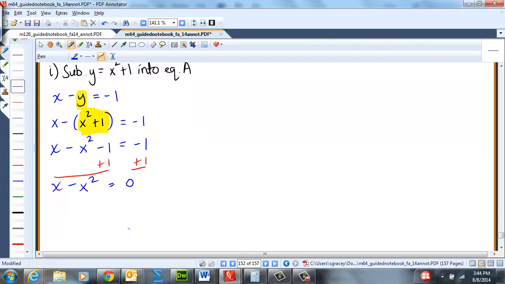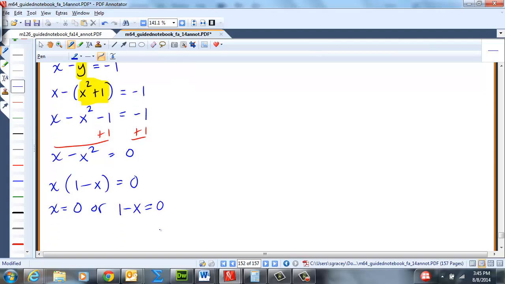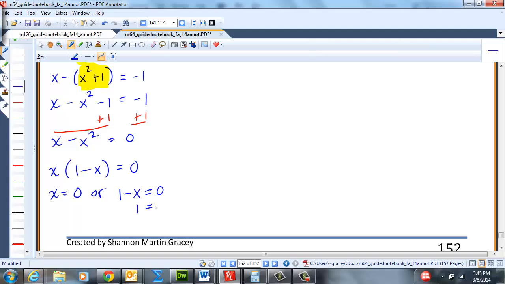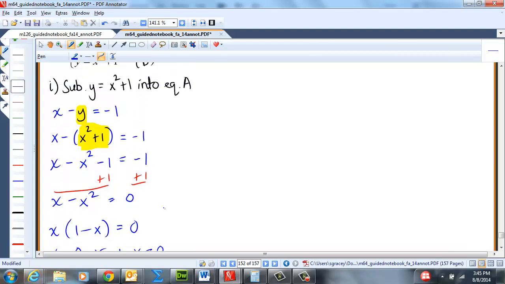So now we can factor out an x, and we'll get x times 1 minus x, and those factors are both equal to 0. So we get x is 0 or 1 minus x is 0, which would give us that x would be 1, or 1 is x. So here we go. We got two solutions for x.